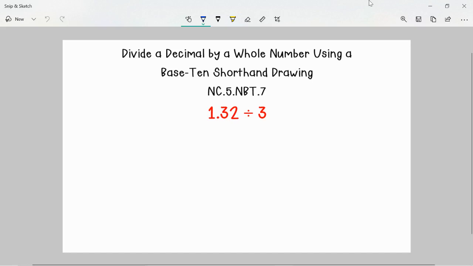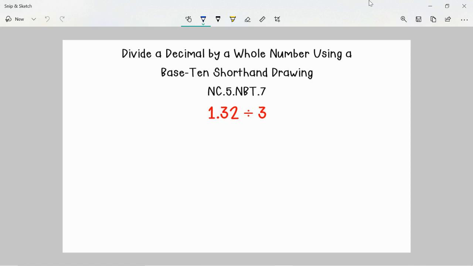In this video, we will look at dividing a decimal number by a whole number using a base 10 shorthand drawing. The focus of this standard is using models, drawings, and strategies based on place value to compute problems. Here we will take a look at how we can use a base 10 shorthand drawing to divide 1 and 32 hundredths by 3. Before we solve, we want to think about a reasonable quotient.